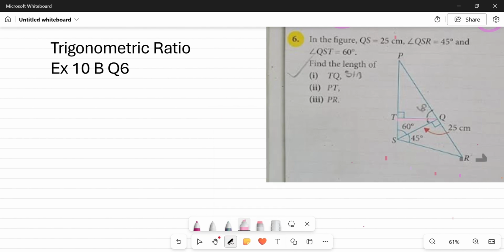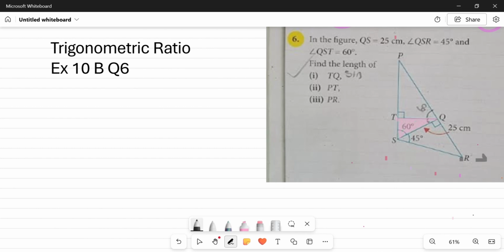This is TQ, right? This is triangle 1, the middle one is triangle 2, and this one is triangle 3. So we need to find out TQ. How are we going to find out TQ? Two things we must need: an angle and one side of the right angle triangle must be known. So TQ is here, so we will take the middle triangle.